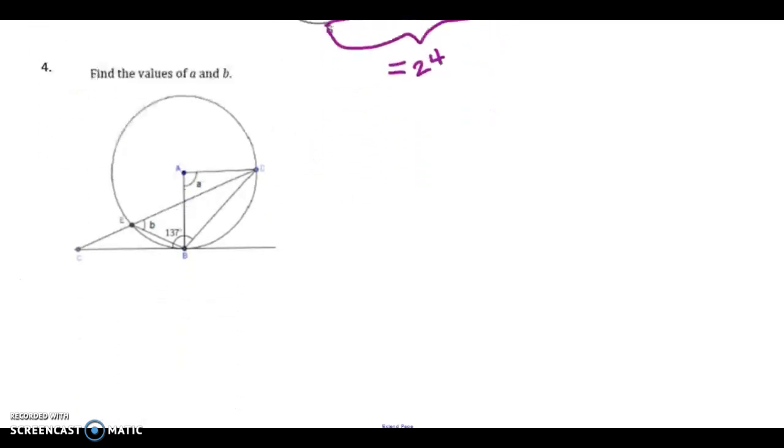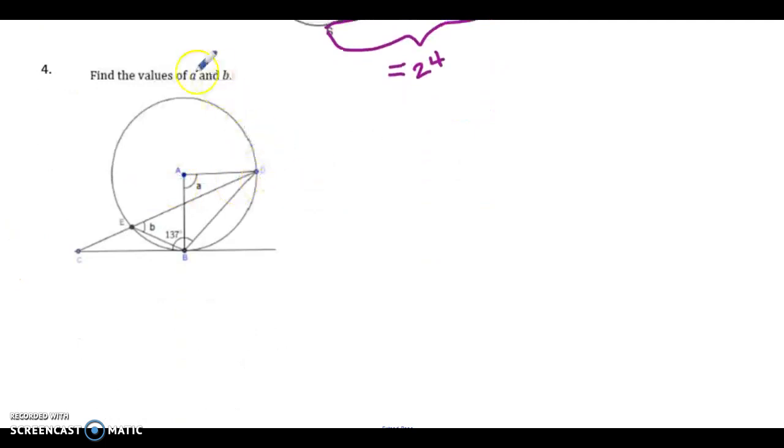And question number 4, last one. It says find the values of A and B, and they're showing you that this whole angle is 137, and we should know that a tangent and a radius are perpendicular. So this is a right angle. To find this angle, you're going to do 137 minus 90, and that will give you this angle. And I'm going to leave the rest to you because I think you can figure it out.